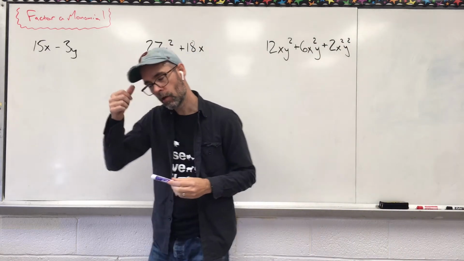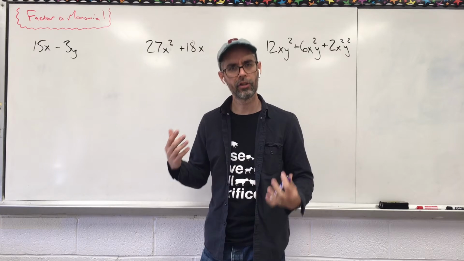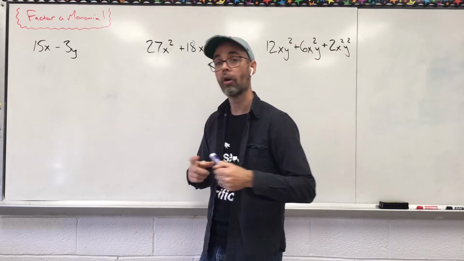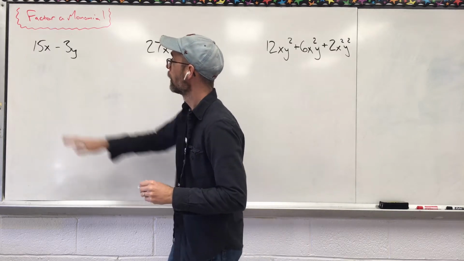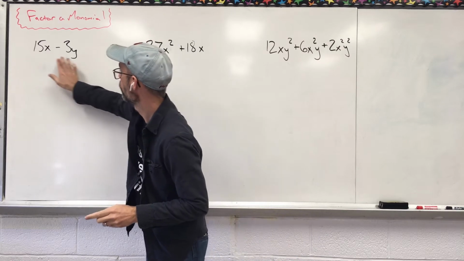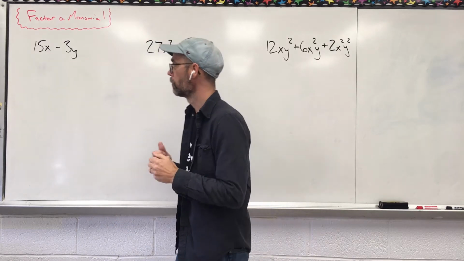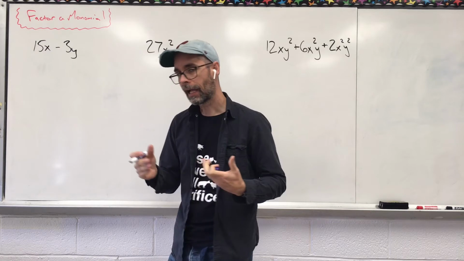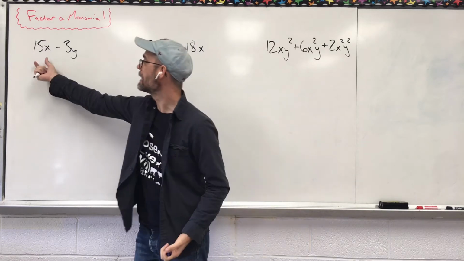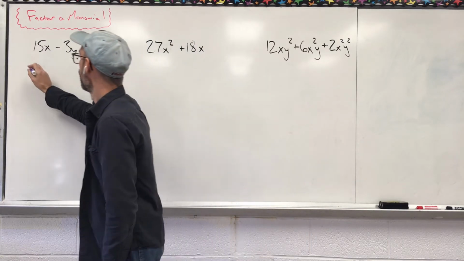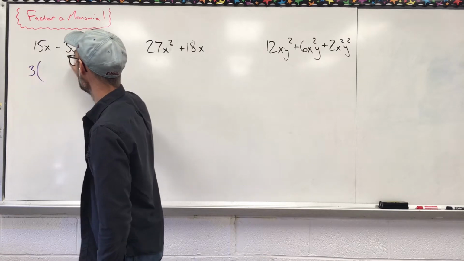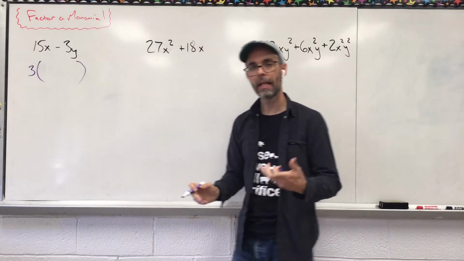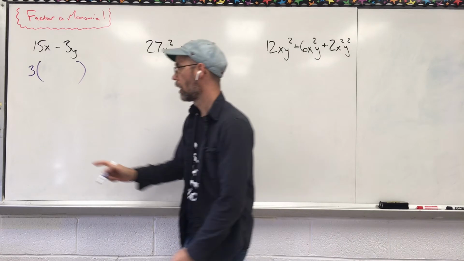So in order to do that, we need to ask ourselves, what do we share in all of our terms? Here we have a binomial: one term, two terms separated by the minus sign. I need to ask, what does each term share? In this case, we share a 3. So 3 is going to be that number that gets distributed.